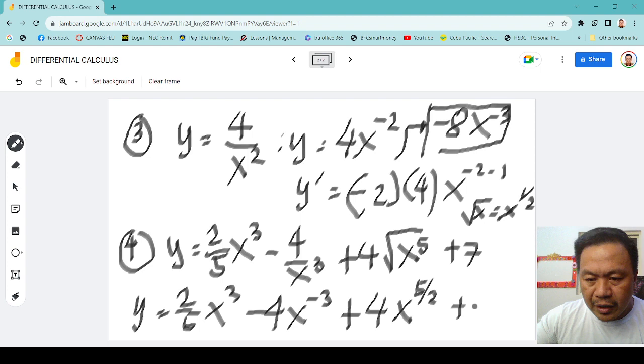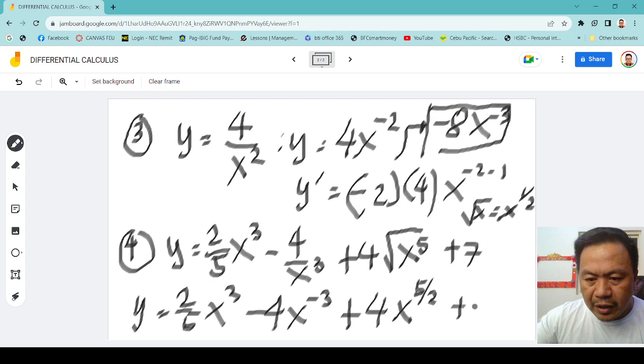Okay, now I will just copy what we have. Copy it here so that it will be easier for us. Okay, let us now get the derivative of this one.